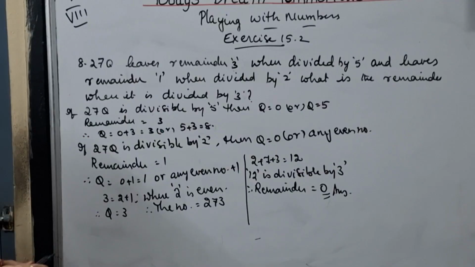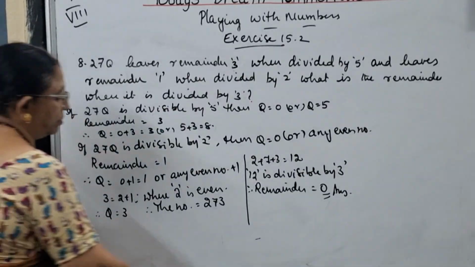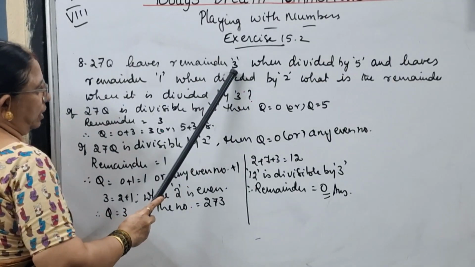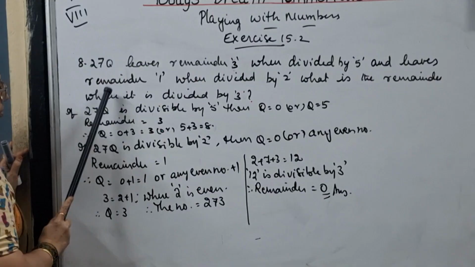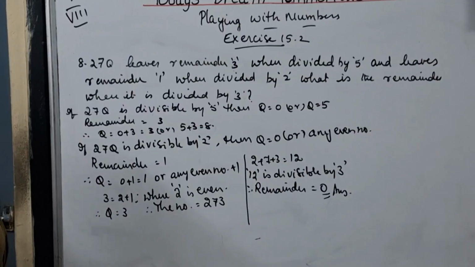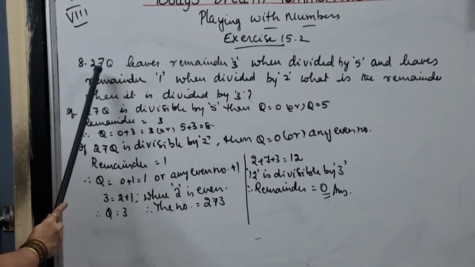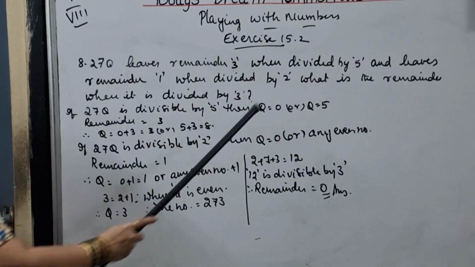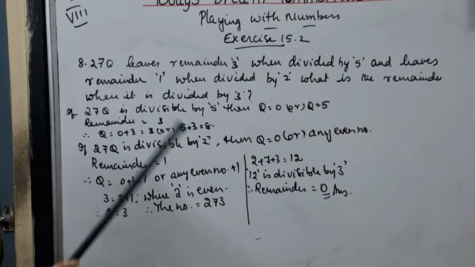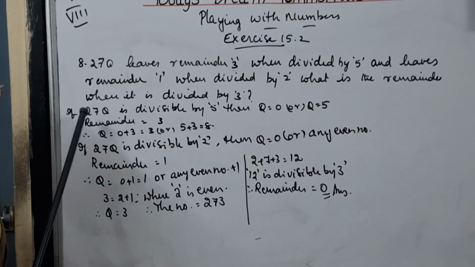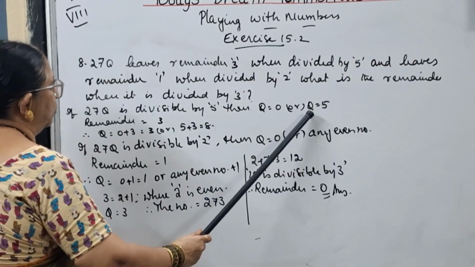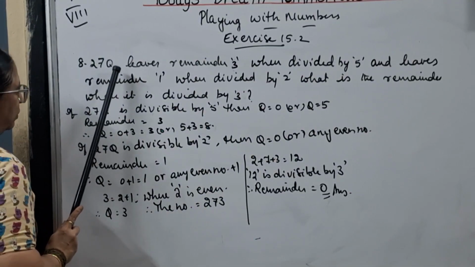Once again, let me give an explanation for it. The problem is 27Q is a number. It is leaving remainder 3 when divided by 5 and leaves remainder 1 when divided by 2. So what is the remainder when it is divided by 3? First let us take the first property where 27Q leaves remainder 3 when divided by 5. That means we should talk about divisibility of 5. So if 27Q is divisible by 5, then Q should be equal to 0 or Q should be equal to 5. Units place 0 or 5.